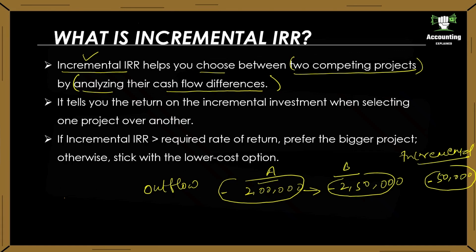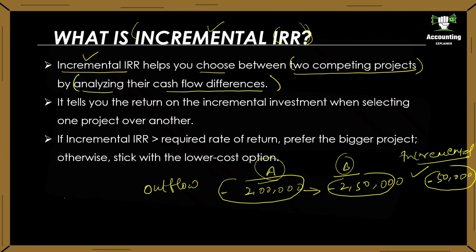So you all know that IRR will always be in percentage. Incremental IRR will also be in percentage. That is why we are saying rate of return we are going to get on that extra 50,000. We are going to calculate incremental IRR only on the 50,000 and not on the whole amount of project A or project B separately. You have to understand that first.